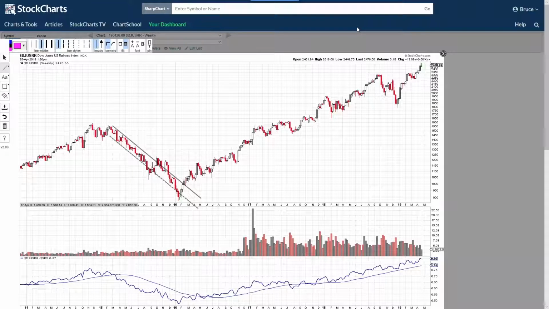Here is the railroad industry group. And this also goes back to the beginning of 2016. Really beautiful industry group in this bull run. So here, let's draw the trend line, but let me point out something. Here is the decline off of a distribution area here. You can see a downtrend.